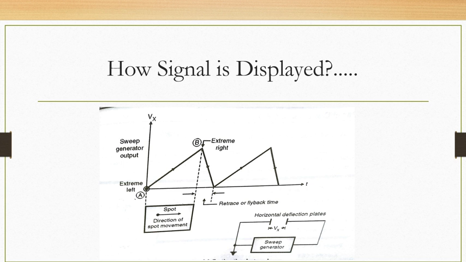Now what happens is that a sawtooth voltage Vx is applied between the horizontal deflection plates. At instant A, the sawtooth voltage is 0, and the electron beam is on the extreme left of the screen, as shown over here. Now as Vx increases, the sawtooth voltage will look like this. So this is a sawtooth voltage, to keep in mind.